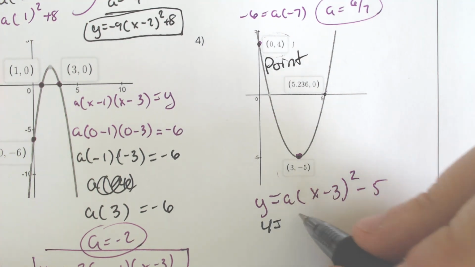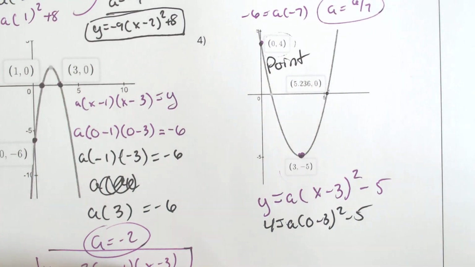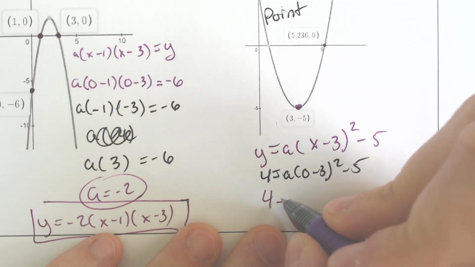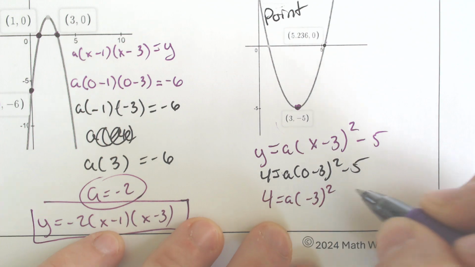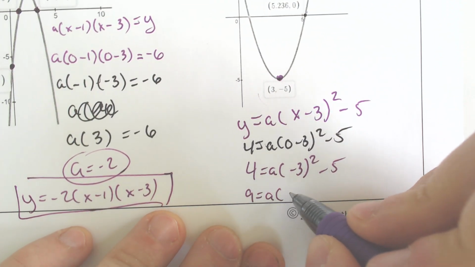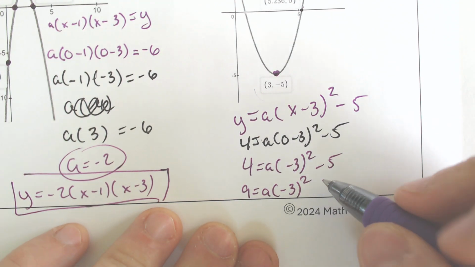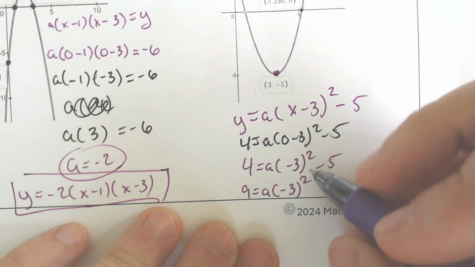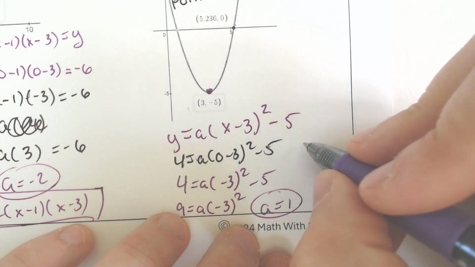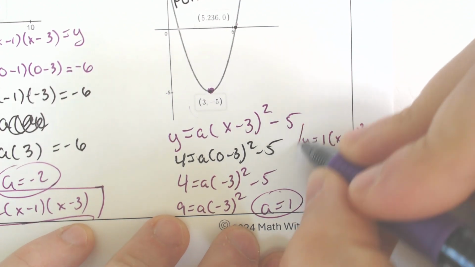4 is y, a, 0 minus 3 squared minus 5. We are going to subtract the 0 minus 3. You get 4 is equal to a, negative 3 squared minus 5. Add the 5 over. You get 9 is equal to a times negative 3 squared. Well, negative 3 squared is 9. And if we do 9 divided by the 9, you find out that the a value is 1. And you get your final answer of y equals 1, x minus 3 squared minus 5.